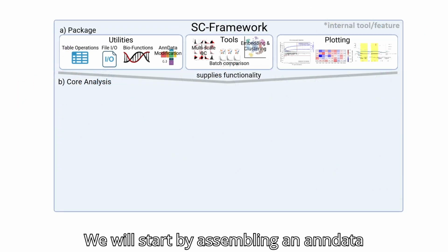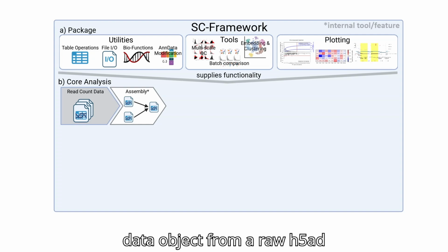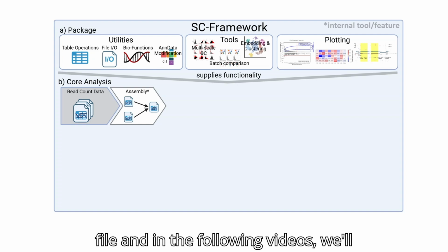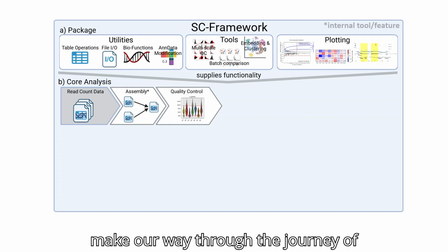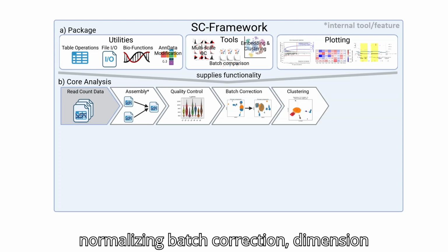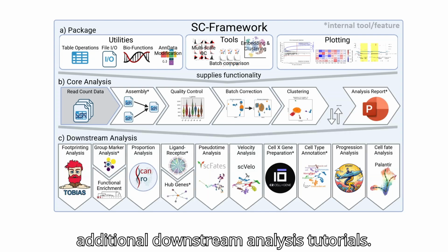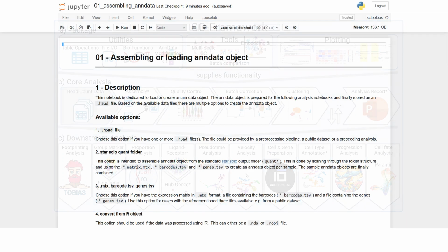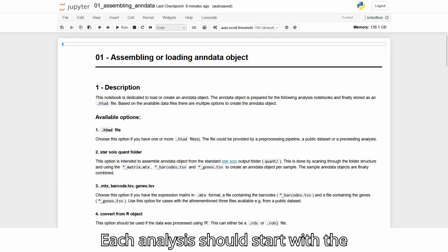We will start by assembling an AnnData object from a raw H5AD file, and in the following videos we'll make our way through the journey of quality control, cell and gene filtering, normalizing, batch correction, dimension reduction, and clustering, followed by additional downstream analysis tutorials. Each analysis should start with the assembly notebook.